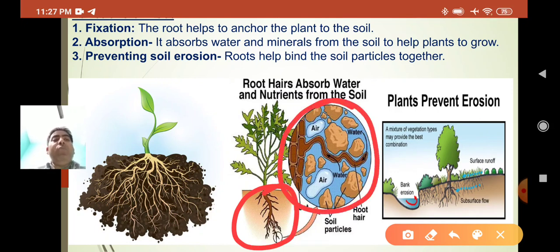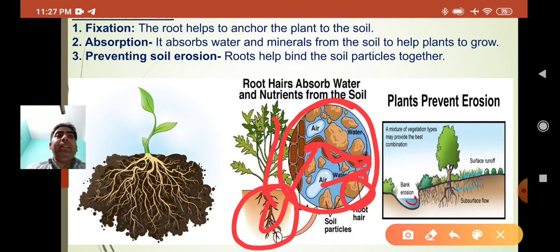A microscopic view of the root is given here. This is the tip of the root. This is the root here. You can see here, this is the root here. These are the soil particles. What do they do? When water is present in the soil, the water moves in through the root hairs, goes into the root and moves up to every part of the plant.